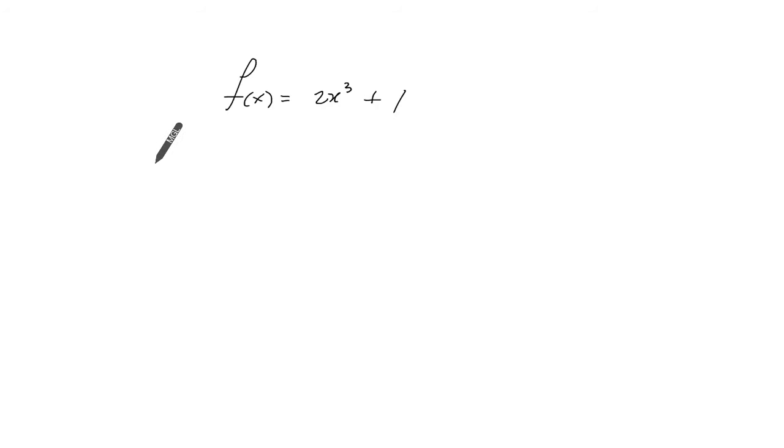Okay, with this function, part A asks: find the ordered pair (4, f(4)). This just means plug in 4 in here and find out the y value. So let's do that.